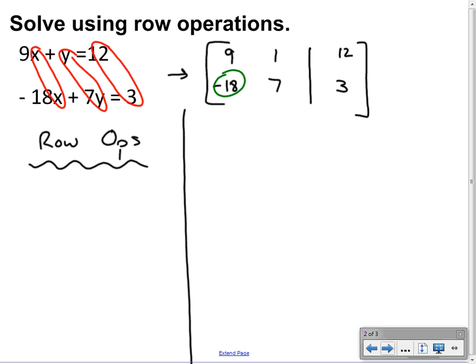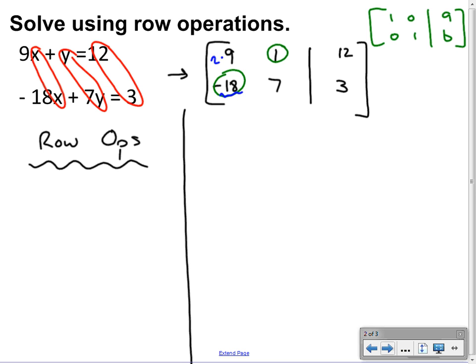We know that we need to get a 0 in one of these two spots, because to solve, we're trying to get our augmented matrix in this format. To get a 0 in one of these spots, and it doesn't matter which one, just find the easiest path. What we could do is take the negative 18 and do 2 times 9. If I do negative 18 plus 2 times 9, I'm going to get negative 18 plus 18, which results in a 0.